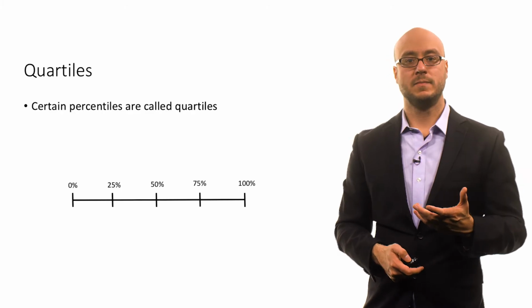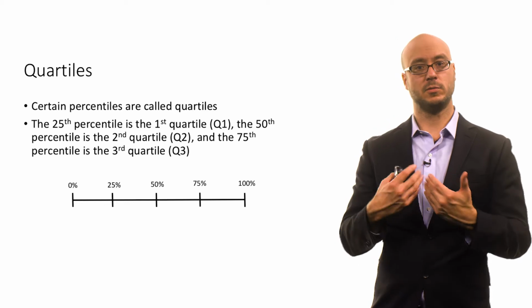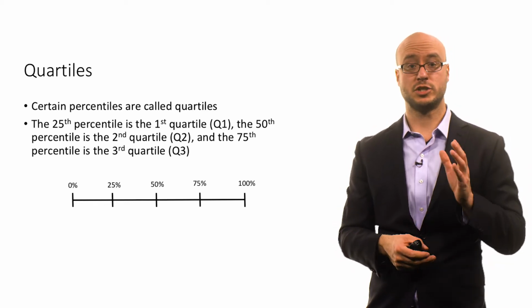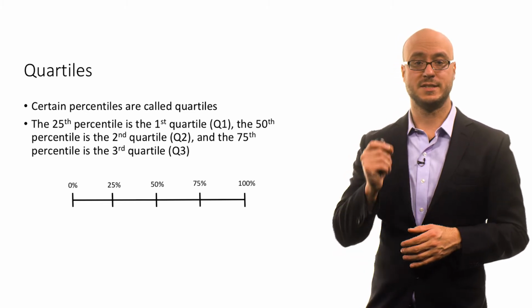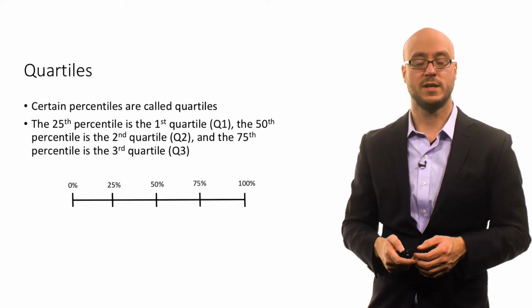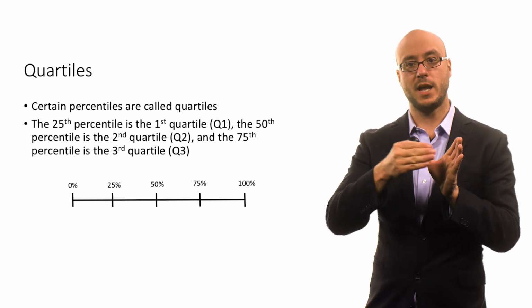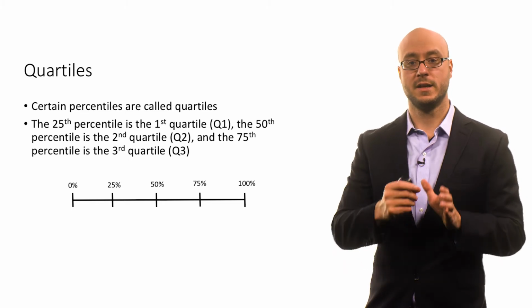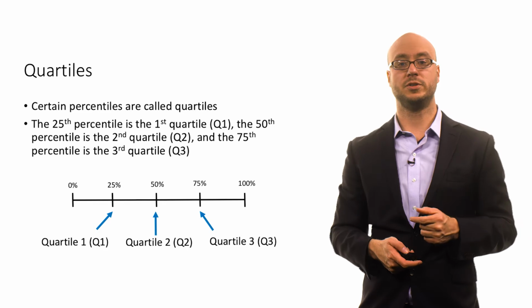A related concept has to do with quartiles. So certain percentiles are so commonly used and so commonly referenced, we call them quartiles. Right? The 25th percentile is the first quartile. The 50th percentile is the second quartile. And the 75th percentile is the third quartile. You can see that we can just kind of split up the sorted set of observations in terms of these percentiles into these four chunks, which we call quartiles. So we have Q1, Q2, and Q3.